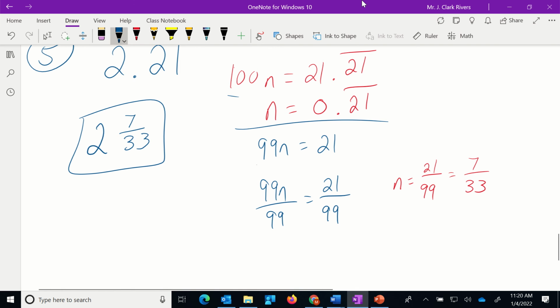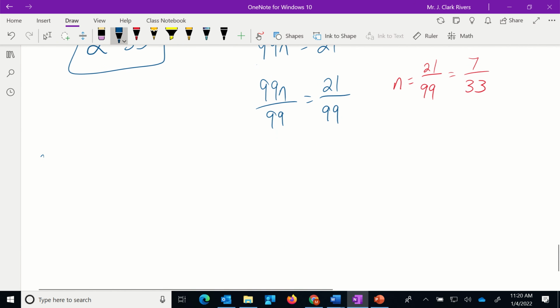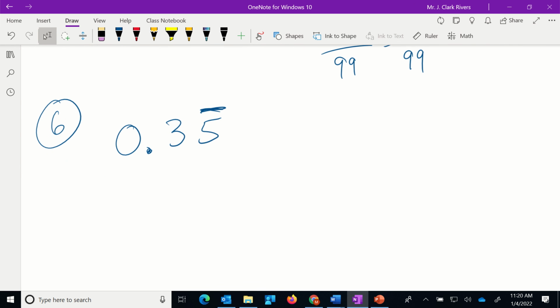Okay, now let's work the next one together. It is quite challenging, so we'll do it together. Number 6 here. 0.35 repeating. Please notice where the repeating symbol is. What is the repeating symbol over? Just the 5. Okay, so here's how we do this. What do you think n is going to equal?